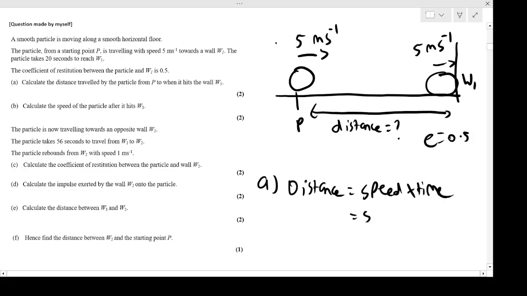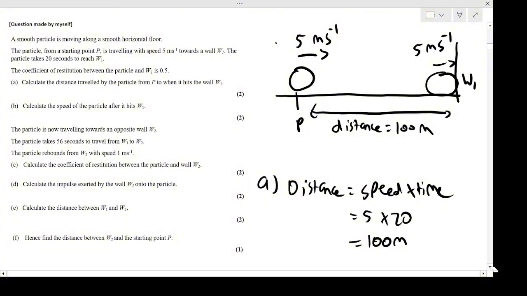And here the speed is 5. And remember, it's a constant speed because it's always 5 between P and the wall. So it's a constant speed of 5 here. So 5 times the time, 20, gets me my distance of 100. And there we are. So the distance from P to the wall is 100 meters.